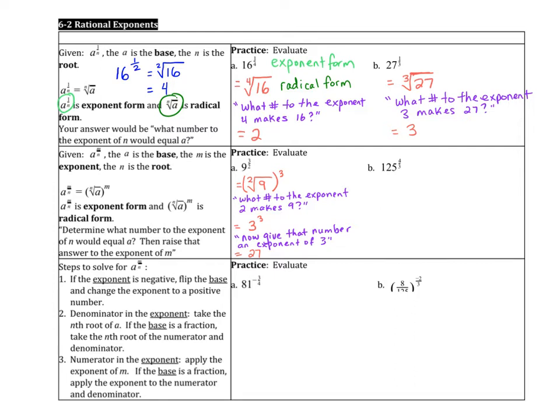All right, next question. 25 to the 4 over 3, so it's a cubed root of 125. And then the numerator is 4, so once you've done that, you raise it to the exponent 4.